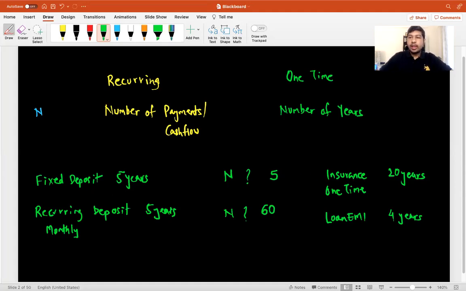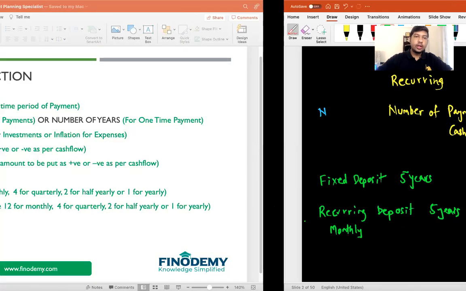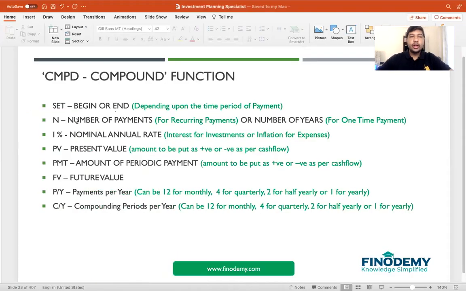Perfect. So in case of an insurance premium, since this cash flow is one time and is going to be there for 20 years, n will be 20. In case of a loan EMI, since these are monthly EMIs for 4 years, in 4 years there'll be 48 EMIs paid. So n will be 48. Okay. Good work, everyone. So that's how you determine n.